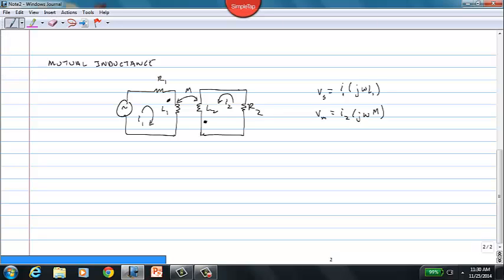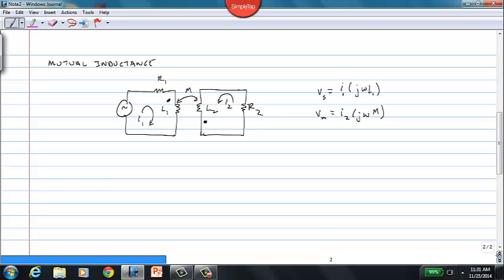We're not going to worry about figuring out where to place the polarity of the dots if they're not given. The only way to do that is by examining the physical configuration of the actual circuit or by being able to test it in a laboratory setting. It has to do with the way the wire is physically wound in the inductor. So that's a little bit beyond the scope of what we're going to do in this class.